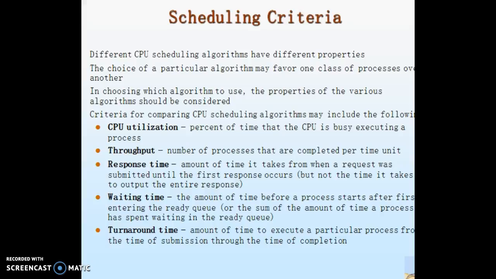Next one, waiting time. Waiting time is the amount of time a process spends in the ready queue before it starts. Last one is turnaround time. Turnaround time is the amount of time to execute a particular process, from the time of submission through the time of completion.